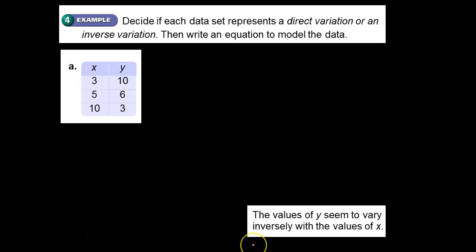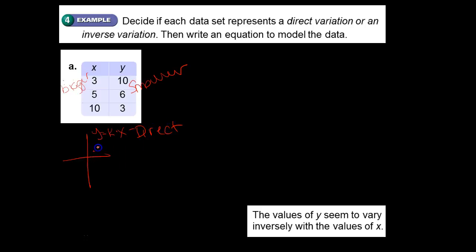Example 4. Decide if each data set represents a direct variation or an inverse variation. So this is what I started getting into at the beginning of the lesson. What do we know? 3, 5, 10. My x's are getting bigger. My y's are getting smaller. So we know with our y equals k times x, this is the direct.